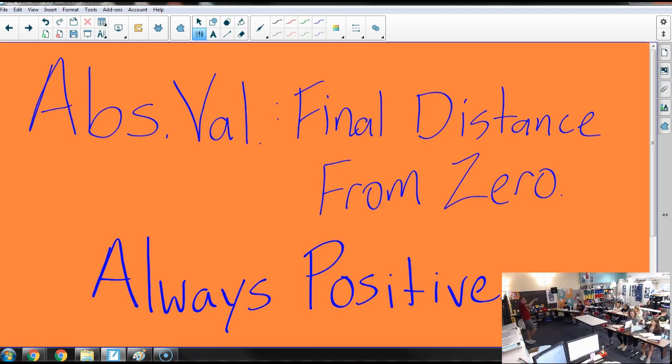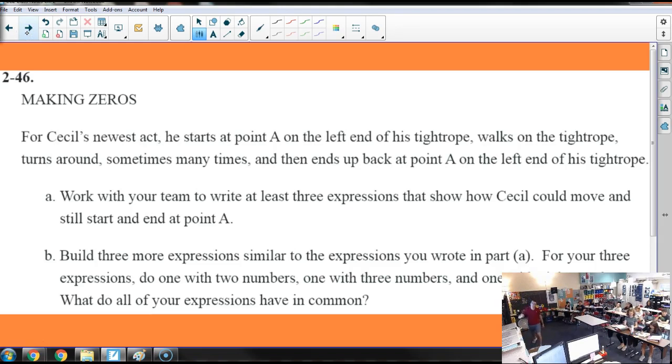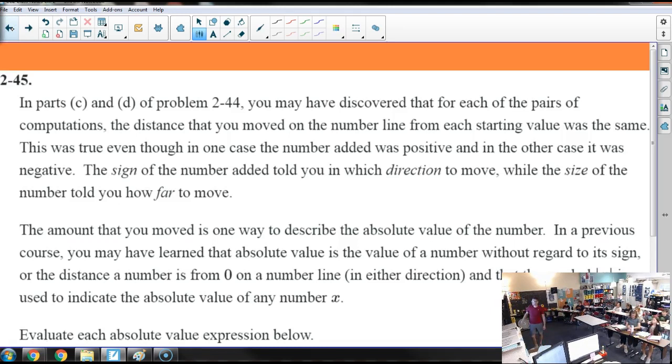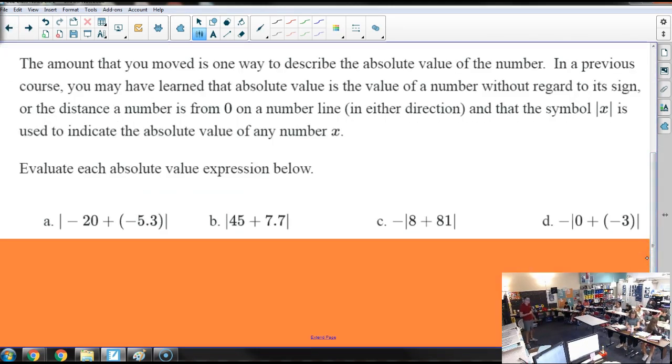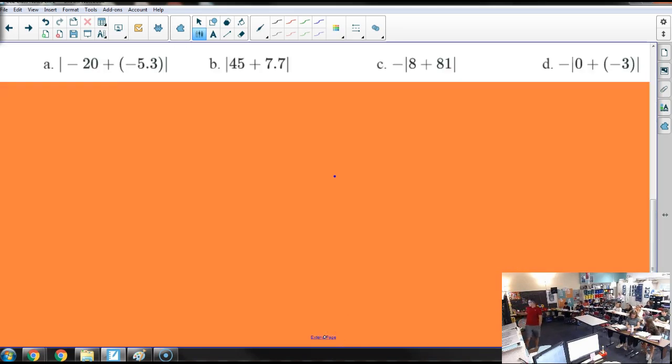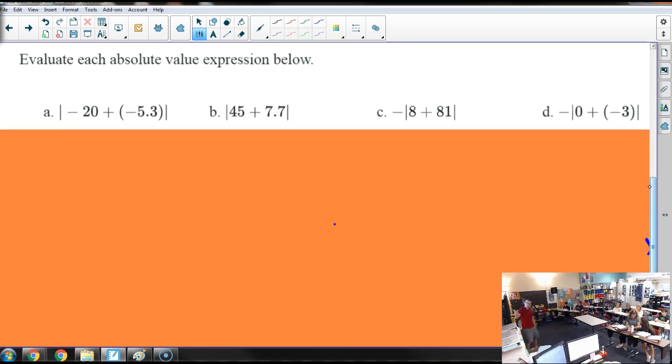Negative is direction. Cody, for one of these problems on the blue paper, the answer to the question would be -25.3, and the absolute value is 25.3. If Cecil makes a move of 20 in the negative direction and another move in the negative direction of 5.3, this will become combined negative 25.3. That is the total moves he did.